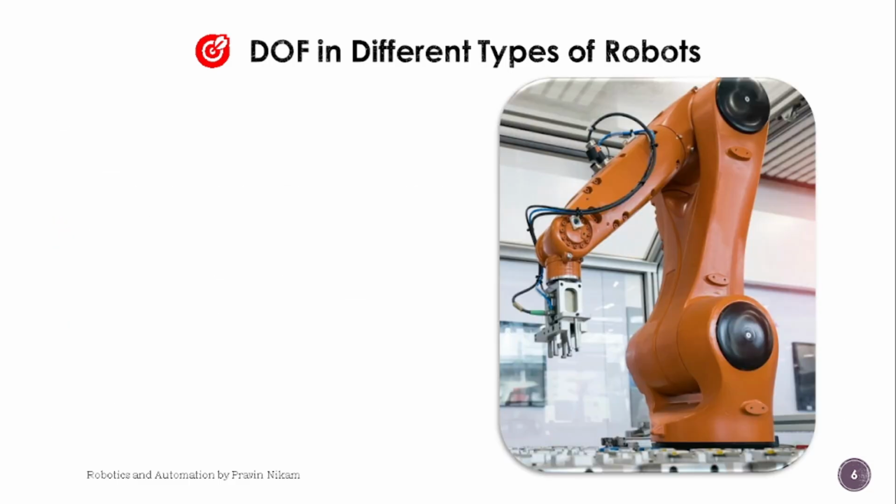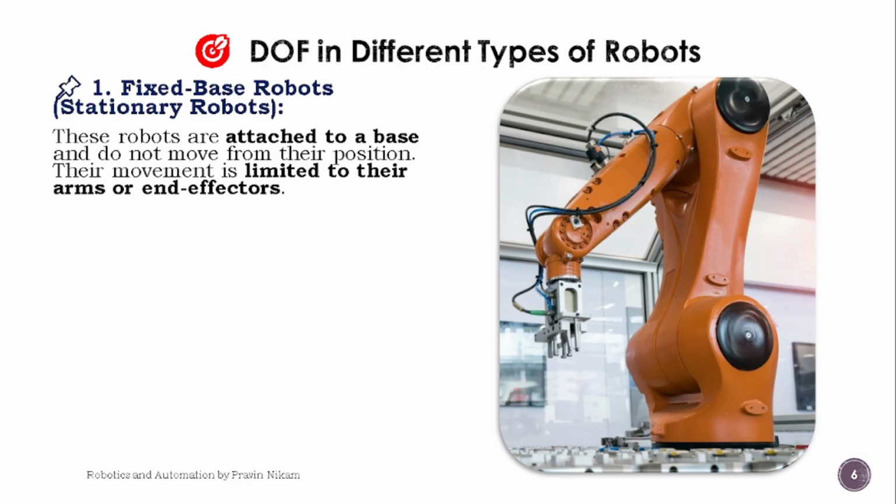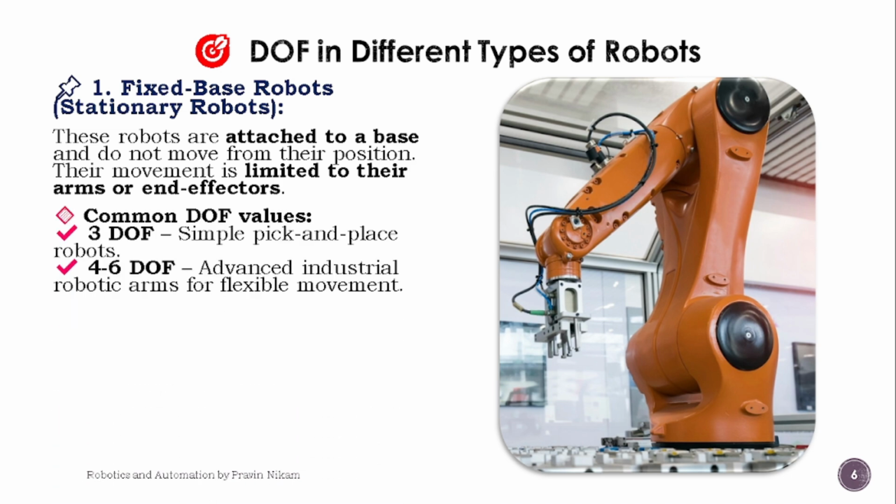Now, degrees of freedom in different types of robots. So this is a fixed base robot, that is a stationary robot, and these robots are attached to a base and do not move from their position. Their movement is limited to their arms or end effectors. So common degrees of freedom values are 3 degrees of freedom.